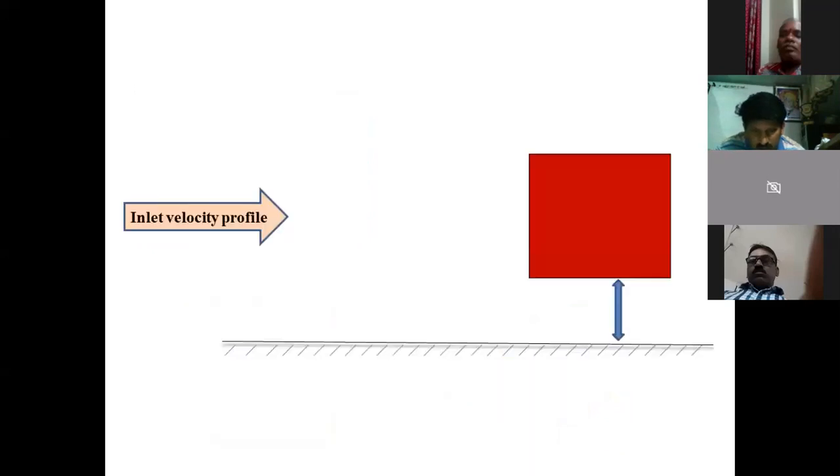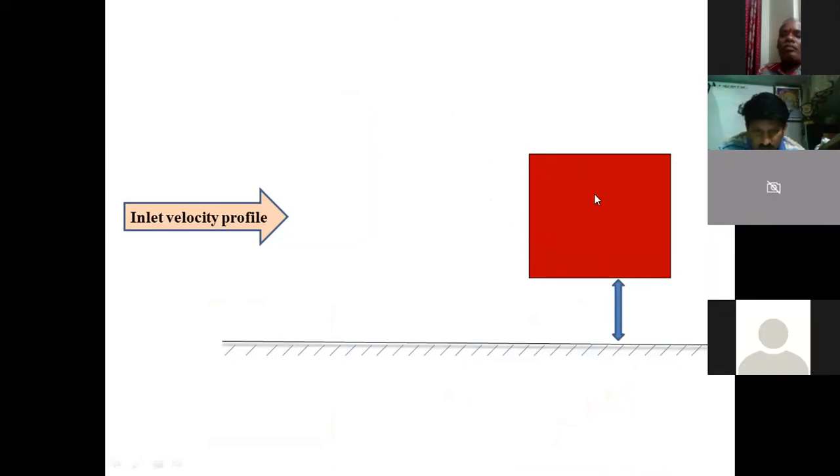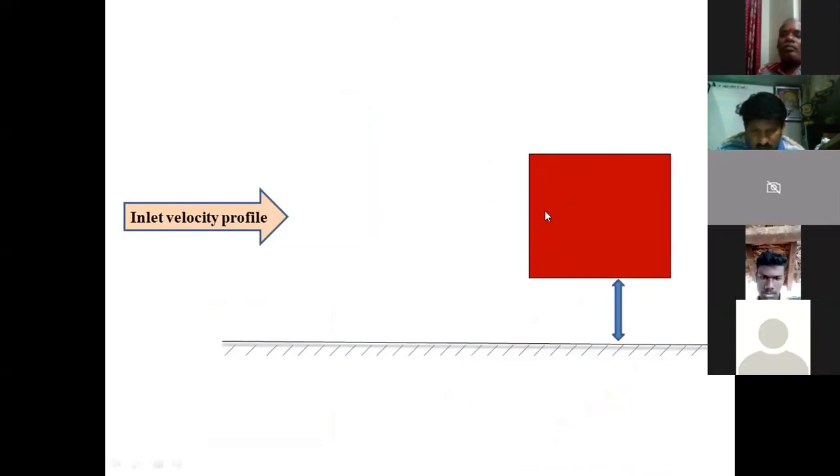So for example, I will introduce the problem here. Suppose this is my bluff body, a single object kept at a fixed height from the wall. This is bounded by a wall. And as I told you, the flow around this object, or the forces acting on it, depend on the position of this object with respect to this boundary and the inlet velocity component. I mean, what kind of inlet flow profile is there?